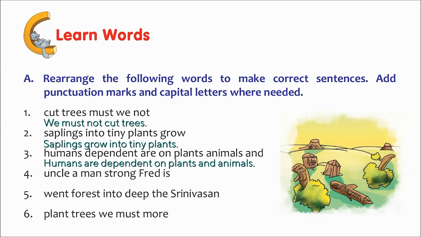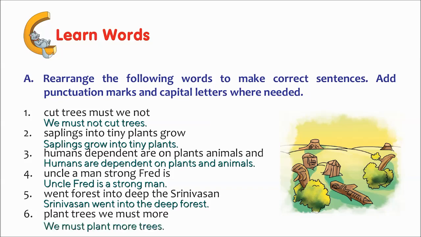Uncle, a man, strong Fred is. Let's write it in the right form. Uncle Fred is a strong man. The fifth one. Srinivasan went into the deep forest. That's the correct way. And the last one, we're going to change it into we must plant more trees.